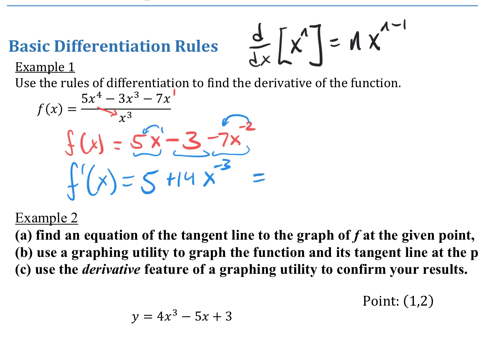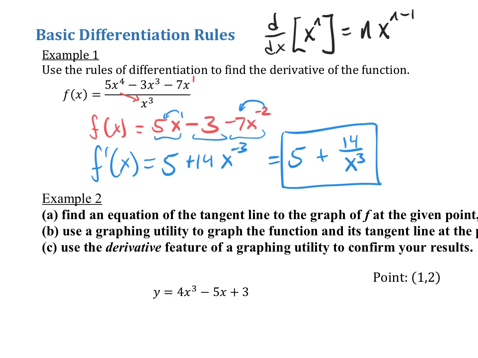And last thing we'd like to do, it's good to go ahead and make these into positive exponents. So let's rewrite as 5 plus 14. And remember, when it's a negative exponent, it goes downstairs, down to the denominator, becomes positive, x to the third. Okay? There you have it.